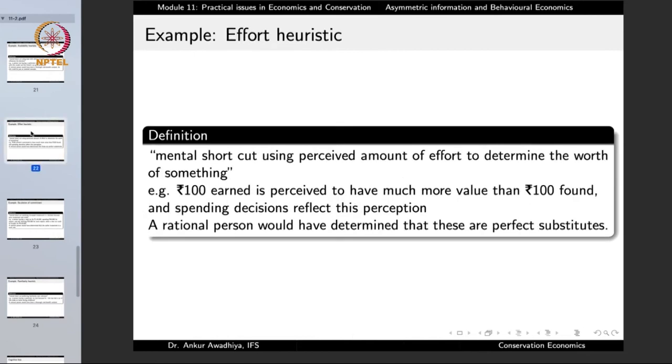Another example is the effort heuristic. How much amount of effort do you put into doing something? It is a mental shortcut using perceived amount of effort to determine the worth of something. And an example is that 100 rupees earned is perceived to have much more value than 100 rupees found or gifted. And spending decisions reflect this perception. A rational person would have determined that these are perfect substitutes.